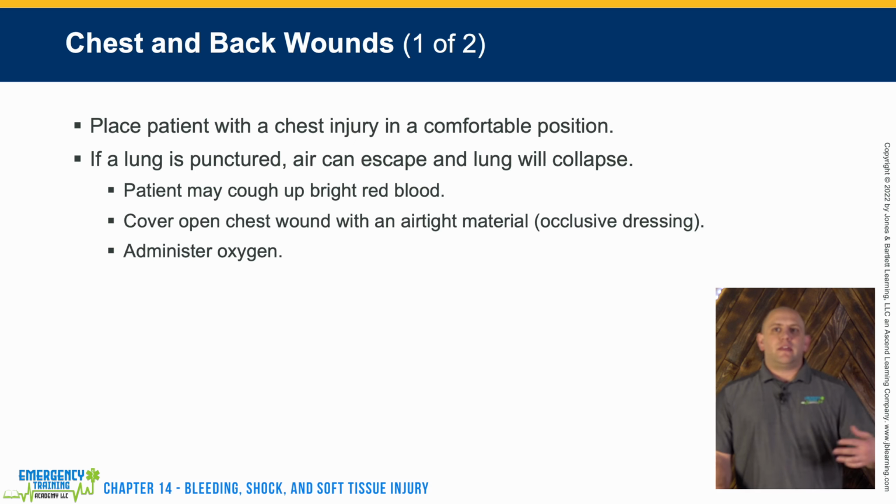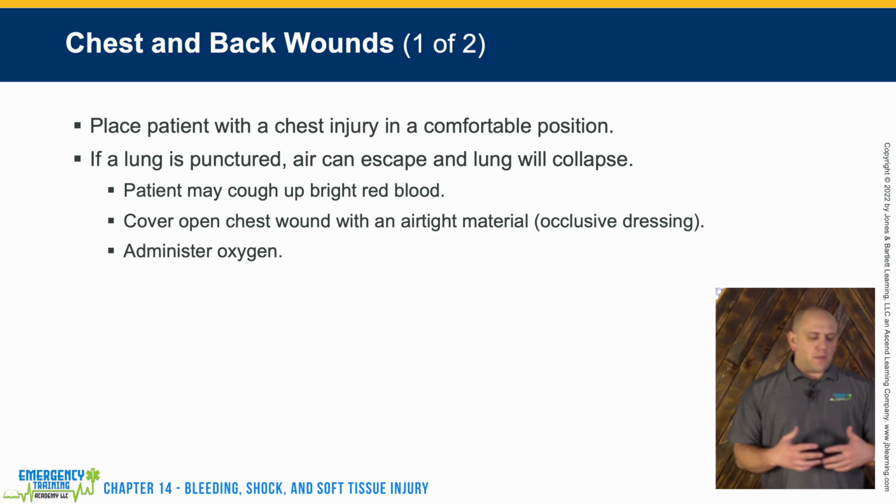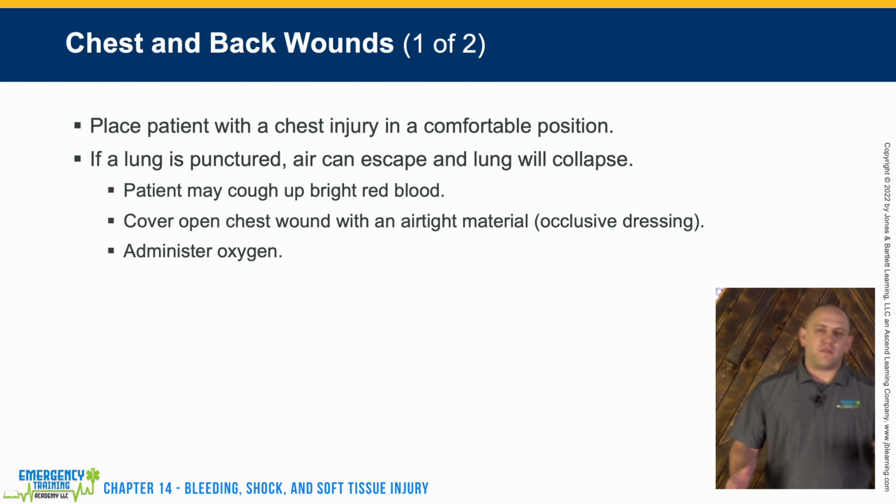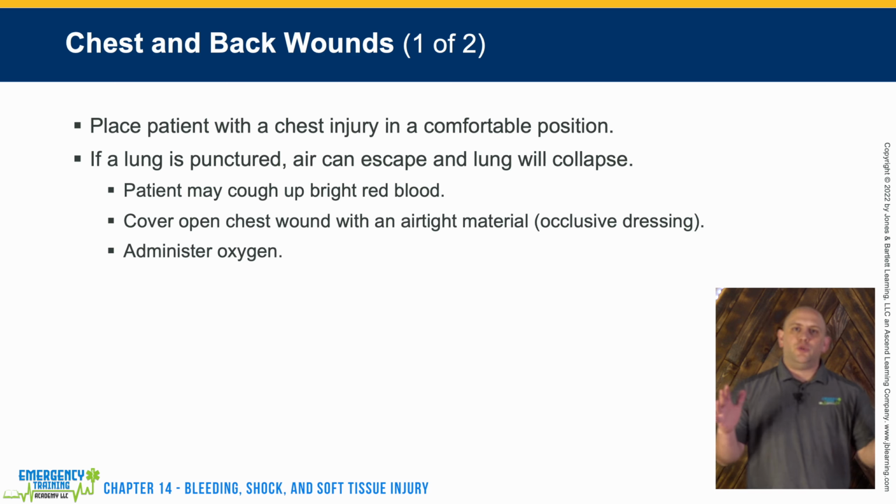If there is a puncture to the lung and you suspect that it is causing that lung to collapse, we want to cover that open chest wound with an occlusive dressing, just something that the air can't go through. You can use wrapping from any of your bandaging. Just make sure that you tape down all the sides. You want it to extend 2 inches past the wound.